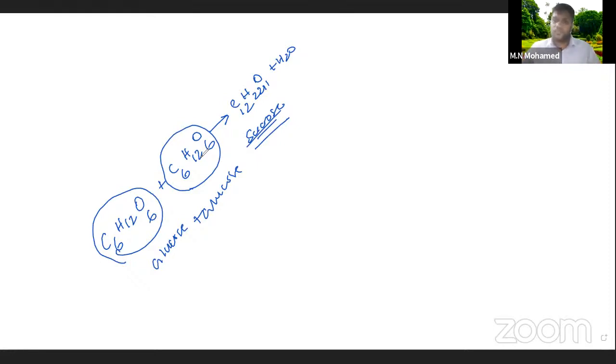Glucose plus glucose forms a disaccharide. Di means this is one monosaccharide and this is another monosaccharide. One plus one, two. Two monosaccharides are joined to produce a disaccharide. Okay.